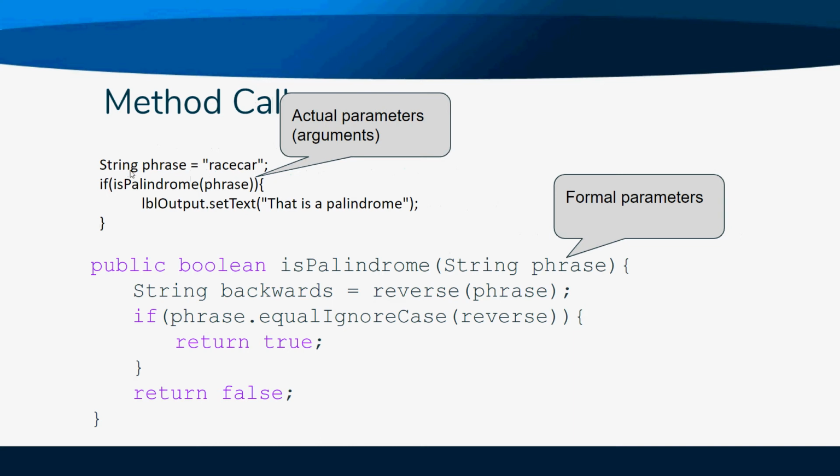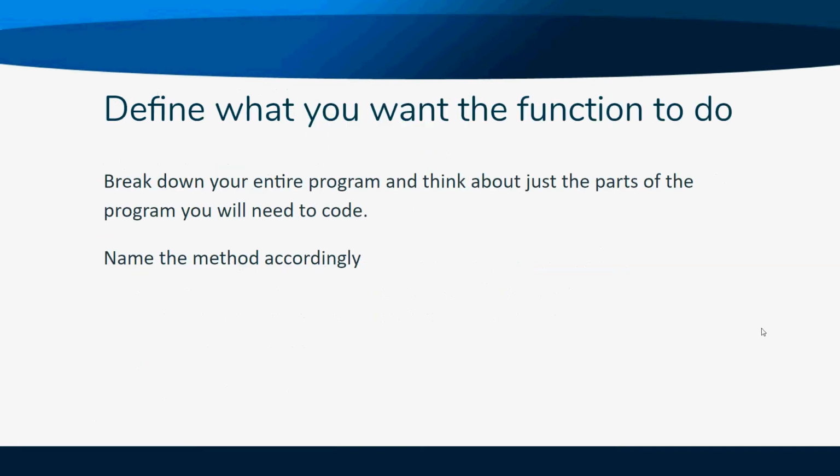So here I have an example of the method call. I have string phrase equals race car. If is palindrome, that's going to call this code down here, and I send it our actual parameter, our phrase, there's our variable right there. Then it's going to print out that it's a palindrome. This actual parameter gets copied into this formal parameter here so we can do the logic. It's going to go through, read through our code. It's either going to return back true and provide a true for this if statement, or it's going to return back false and it would skip this if statement.